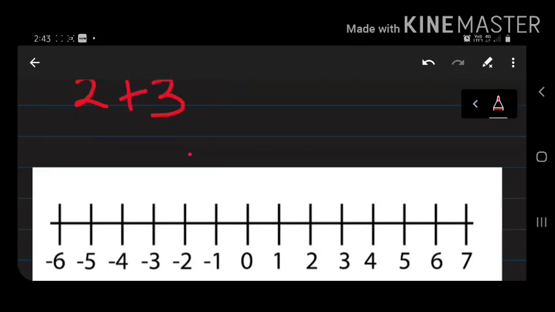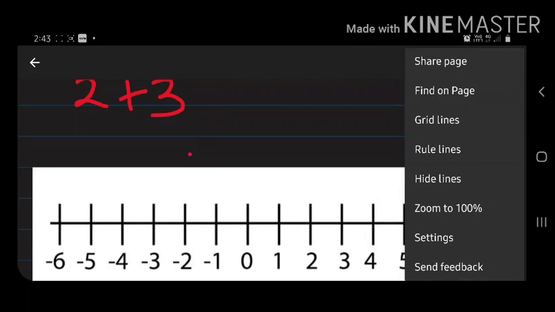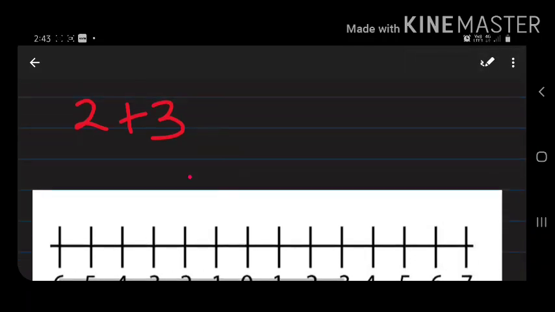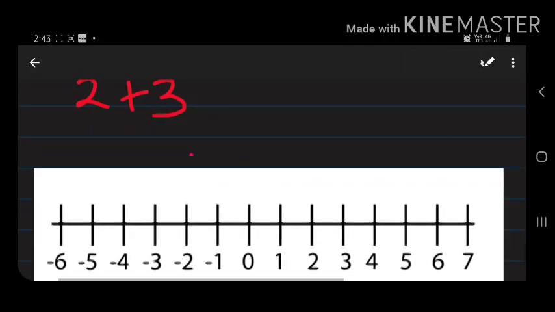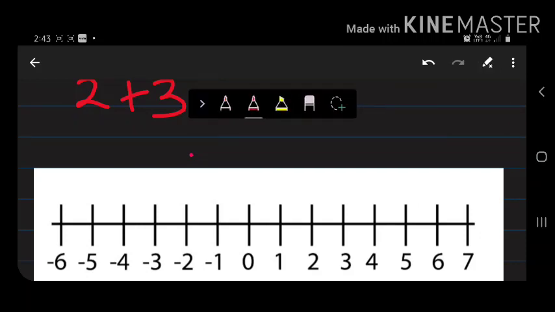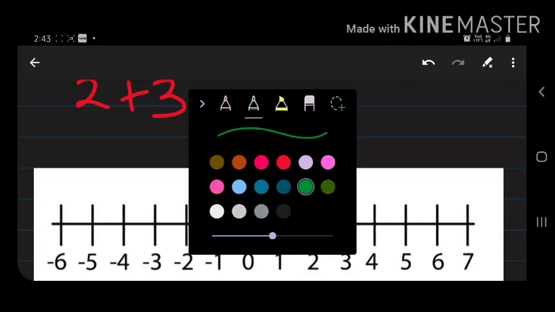So let us try to solve this. What is 2 plus 3? The sign represents here in which direction we have to move. If the sign before the number is positive, we have to move to the right hand side, and if the sign before the number is negative, we have to move to the left hand side.